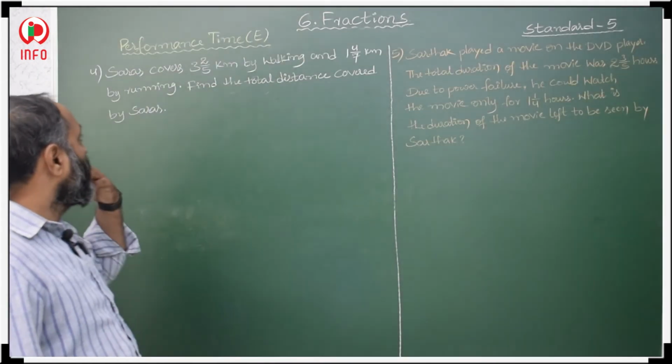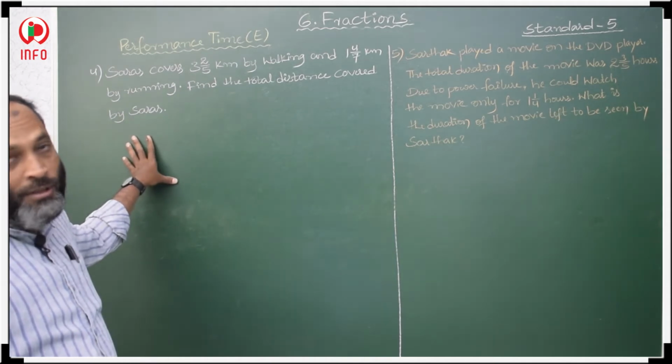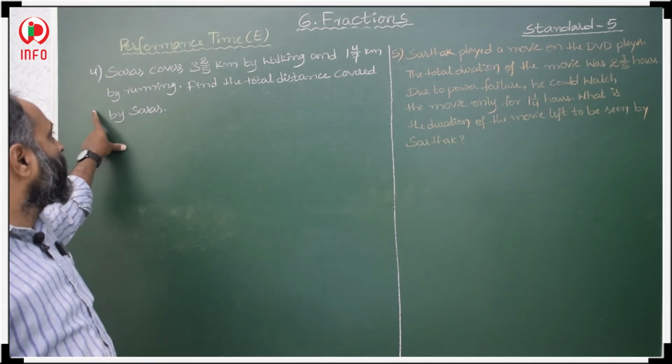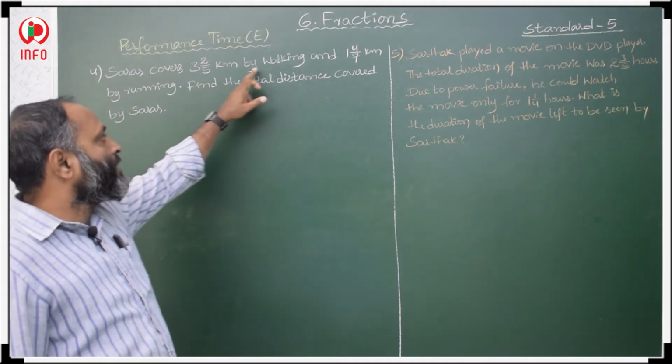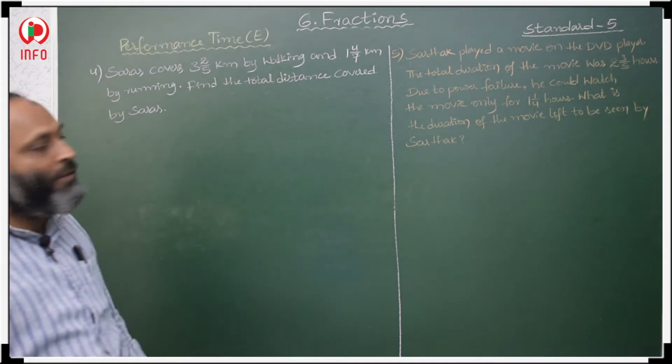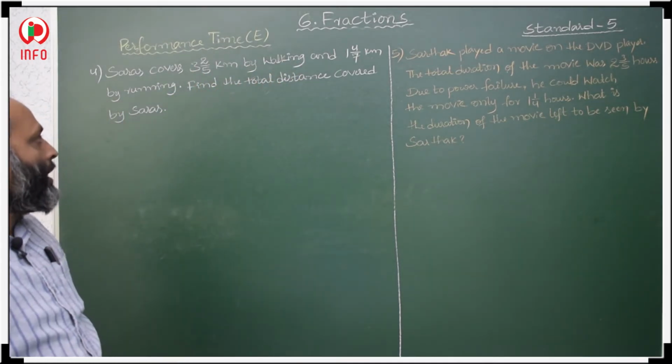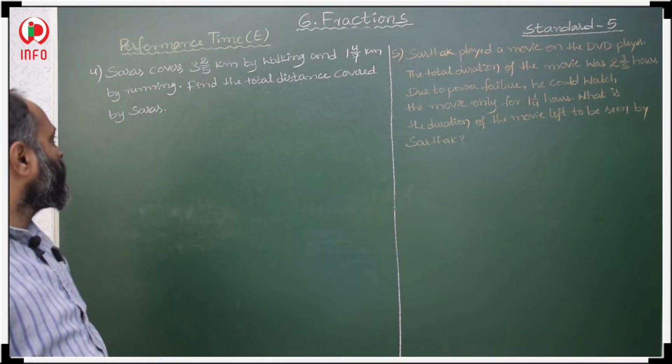Now, here the word problem. So, the fourth word problem is there. So, what is the fourth word problem? See here. Saras covers 3 2 by 5 kilometers by walking and 1 4 by 7 kilometers by running. Find the total distance covered by Saras.